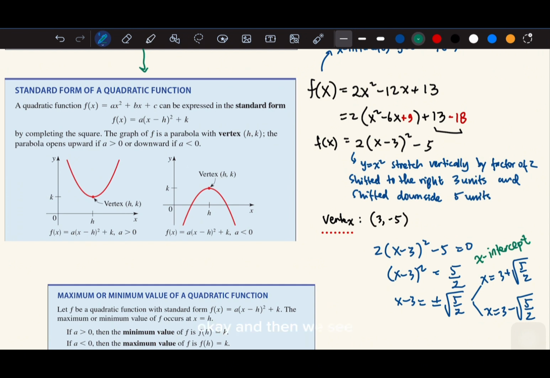Okay, and then we can also look at the maximum or minimum value. Actually, we can also try to draw this. Okay. This will be something like that. It's something like x squared, but stretched with a factor of 2, moved to the right 3 units, moved downside 5 units. And at this 5, this will be the minimum point.